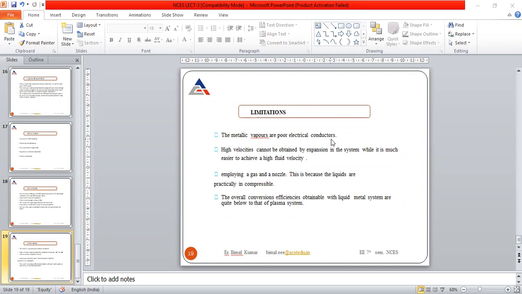One more limitation is that the overall conversion efficiency obtainable with liquid metal systems is quite below that of the plasma system. If you compare it with the plasma system, the efficiency of the MHD plants is quite low, right? So this is all about the MHD generator.